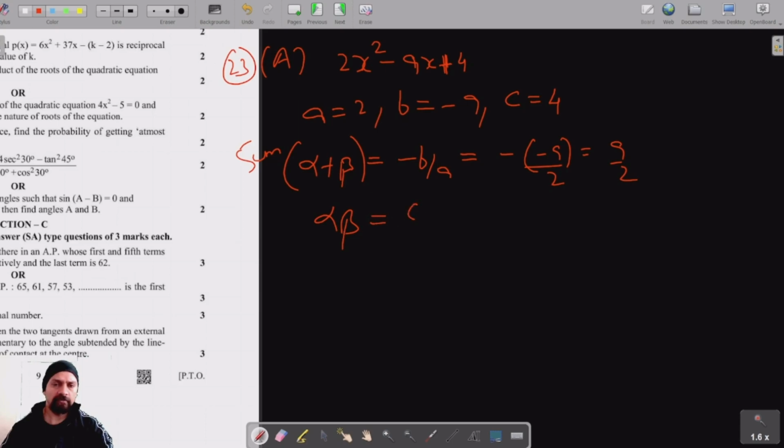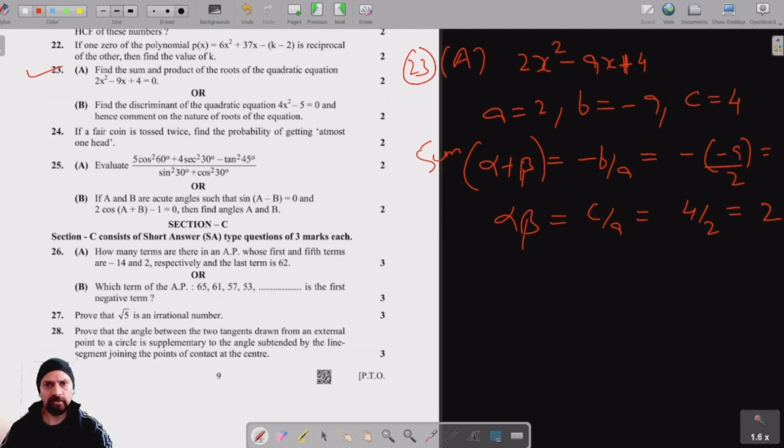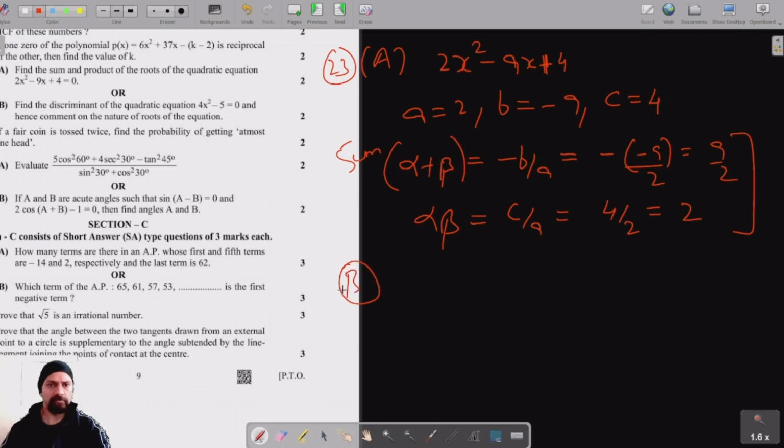And alpha beta is the product, which is c by a. So this is equal to 4 by 2, which is equal to 2. So the sum and the product of the roots are 9 by 2 and 2. And let's move on to part B of the same question.